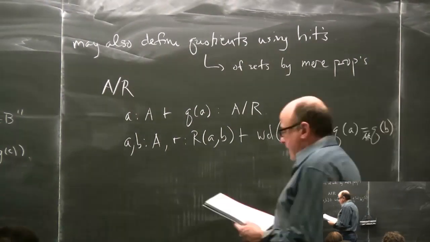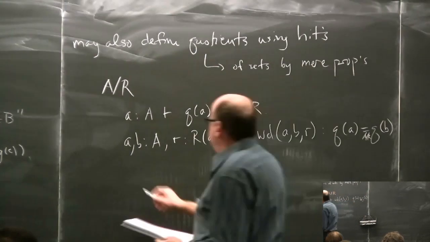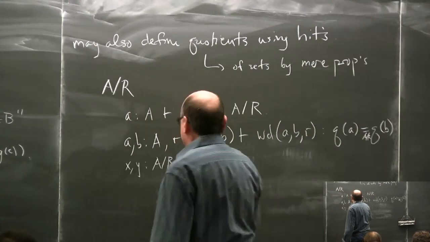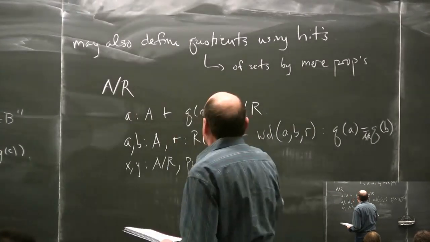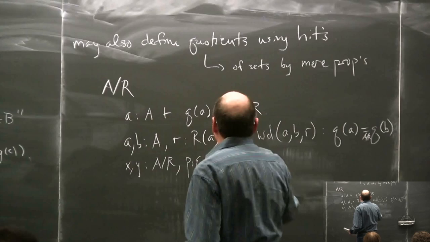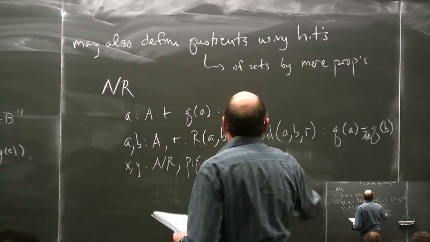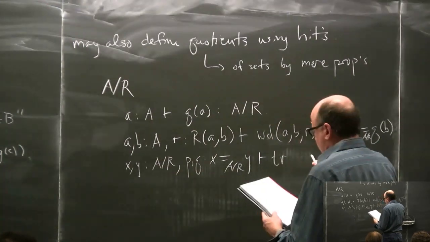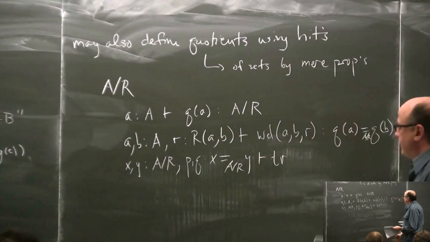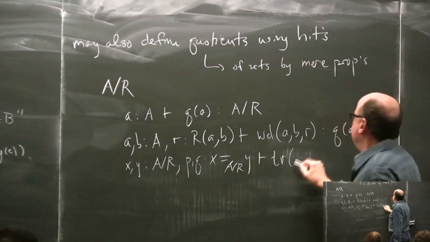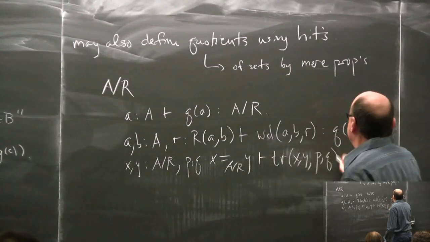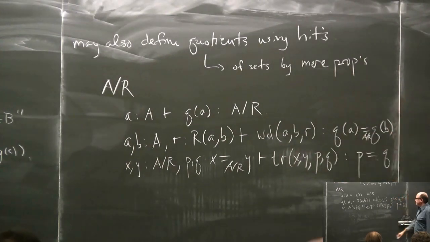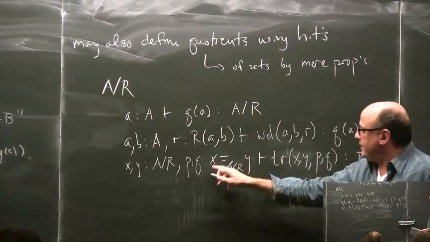And there's the last thing that I have here, which is if you have x, y in A mod R, and we have P and Q, which say that they're equal in A mod R, then we have a thing here called TR, which is forcing things. This TR stands for truncation, okay? And that's what I'm going to talk about next. So this leads me into the truncation, which says that P is equal to Q in the appropriate type, that is that equality type.